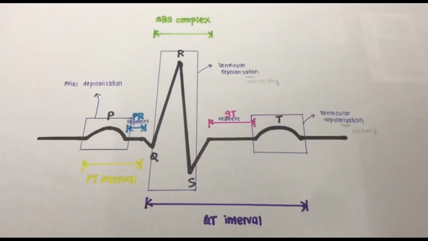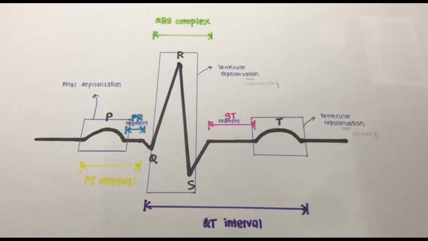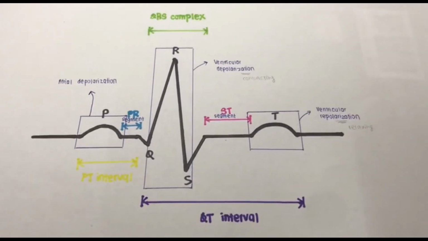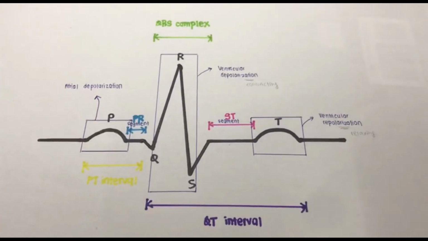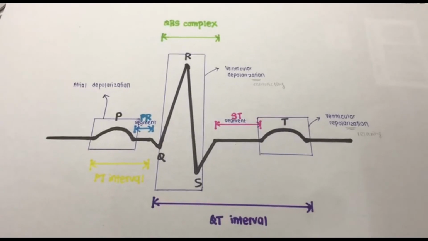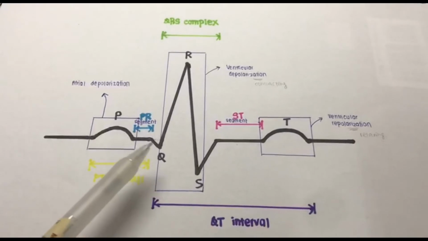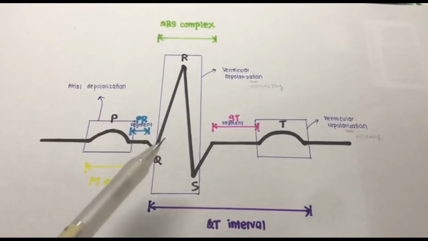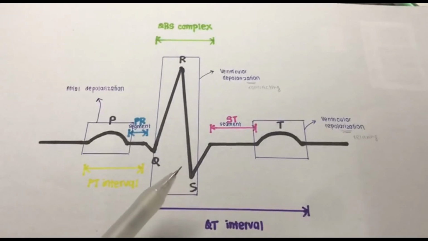And the third and last part is the T wave. T wave represents the ventricular repolarization. It happens when the ventricles are relaxing. The atrial repolarization occurs after the P wave, but it is masked within the QRS complex.